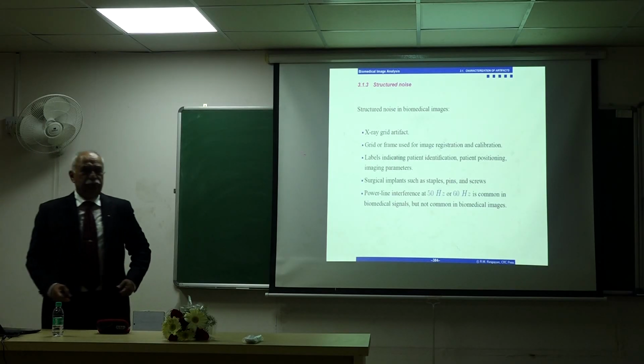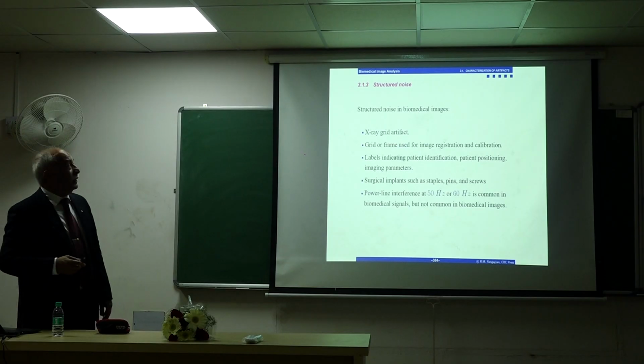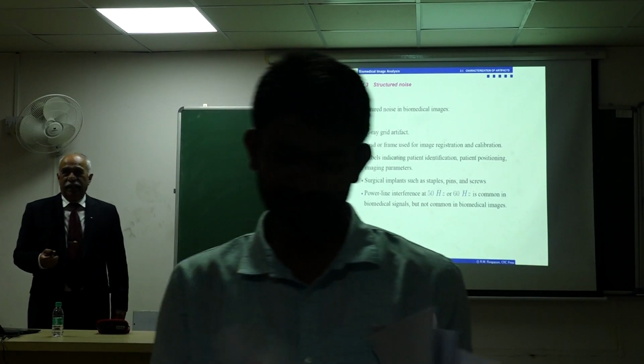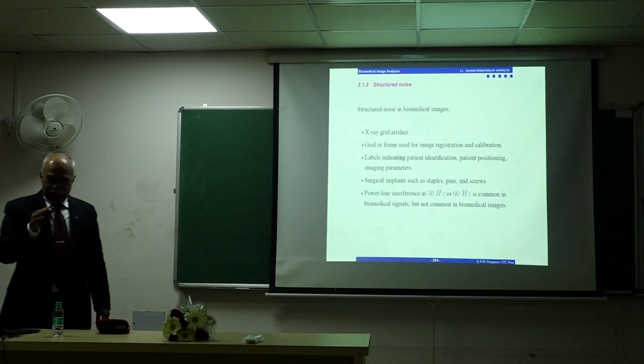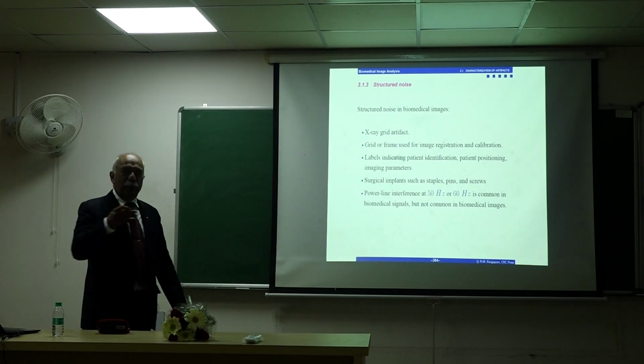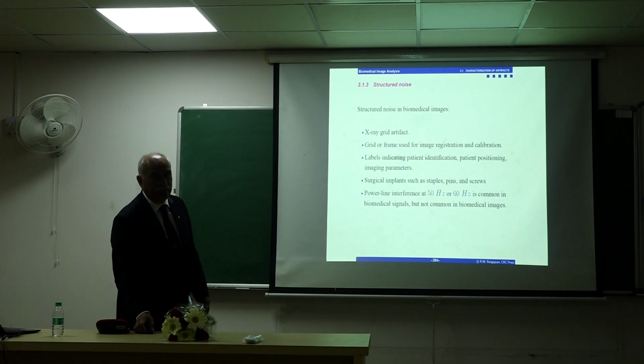Representation of artifacts. But there are other types of artifacts. The second type of artifact is structured noise. So noise is not necessarily random, or you can call it structured artifact. There could be some patterns that appear, such as the X-ray grid artifact.